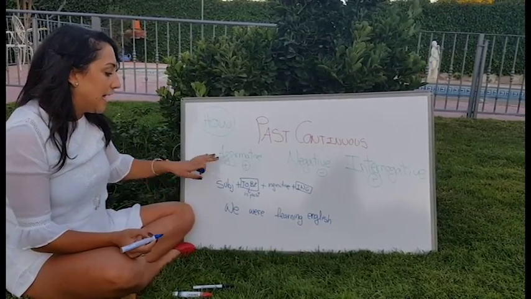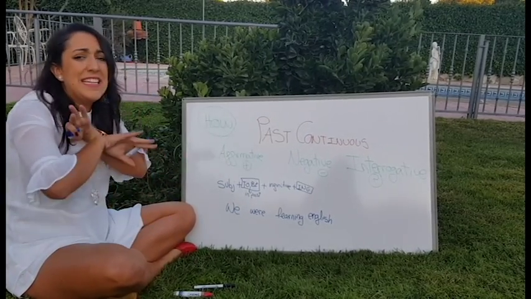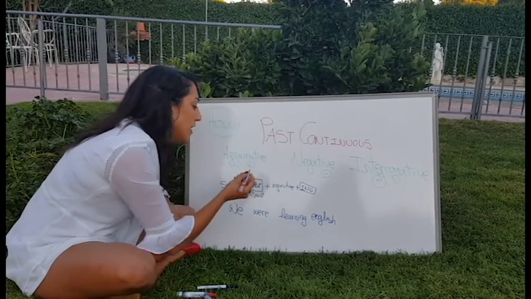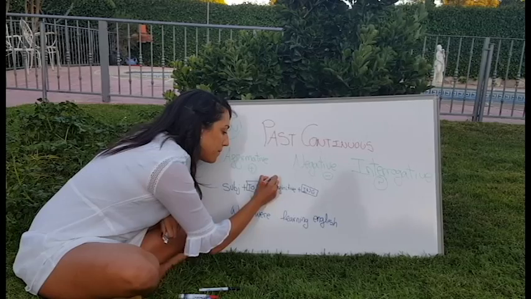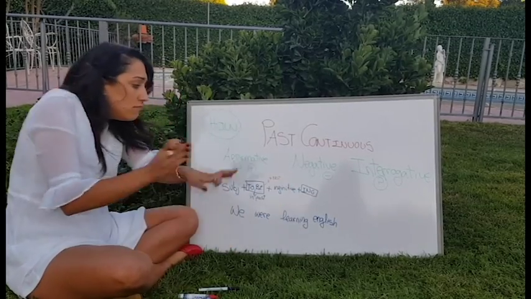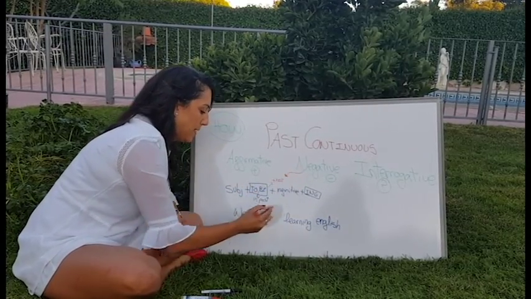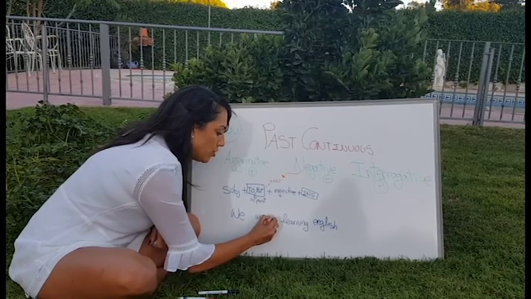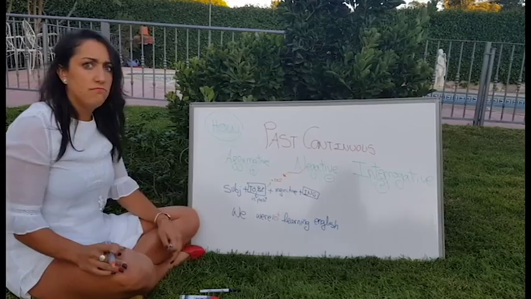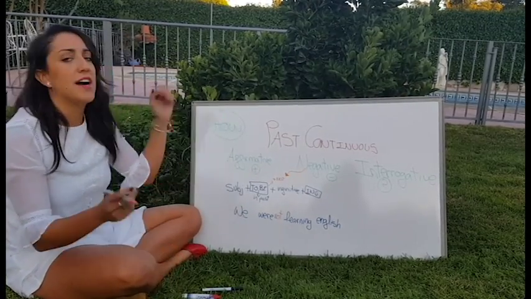Okay? Then, this is the affirmative part. And the negative is exactly the same. However, we need to add here "not". And then, it's the same. So for the negative part, it would be "we were not learning English." And that's it. We only need to add the orange part.